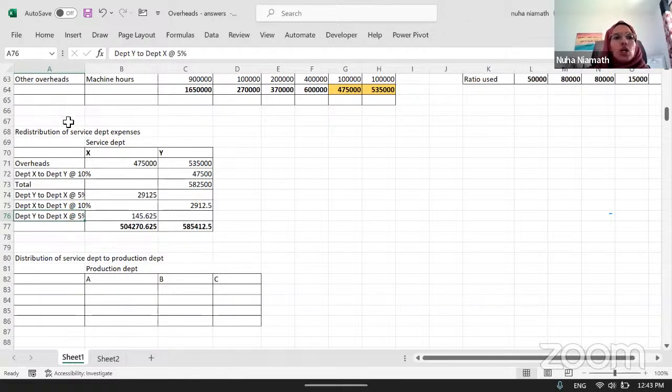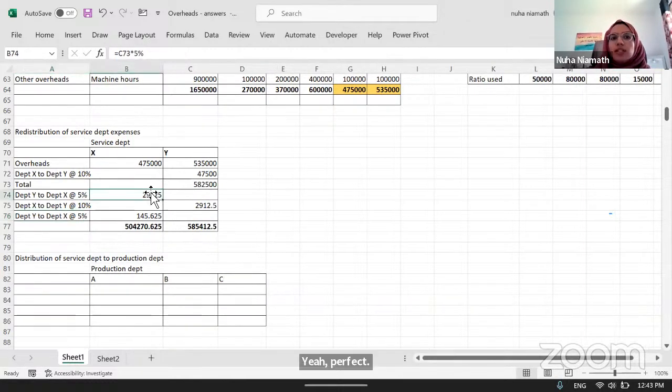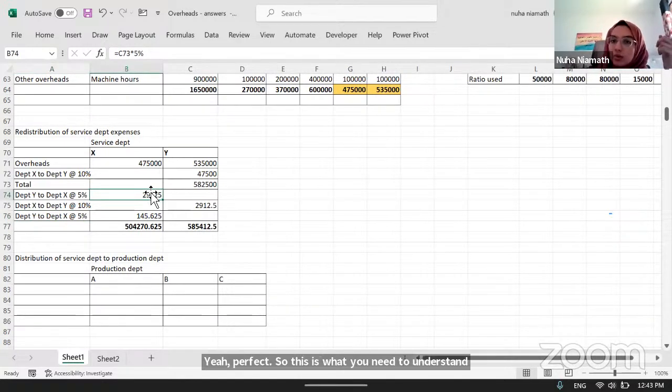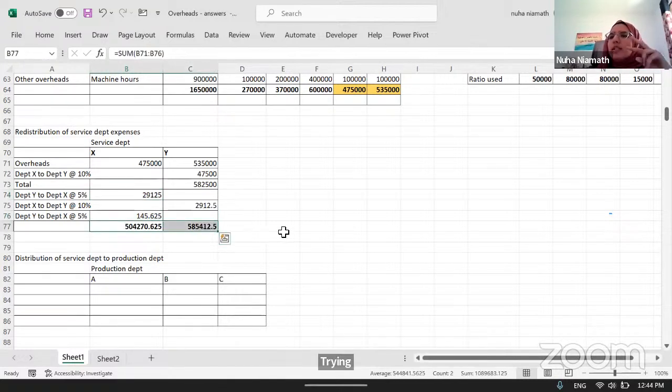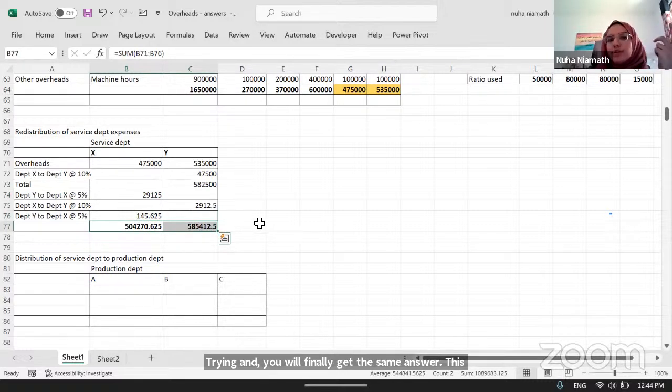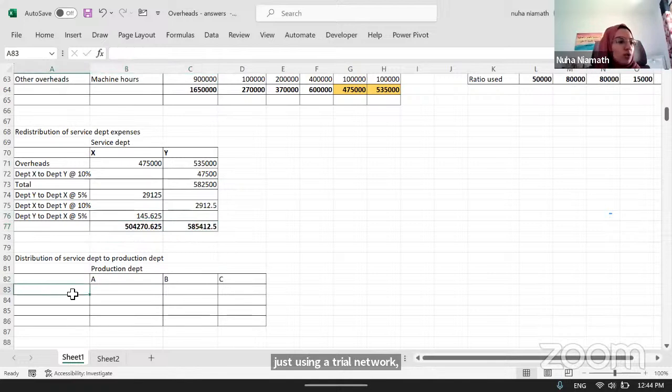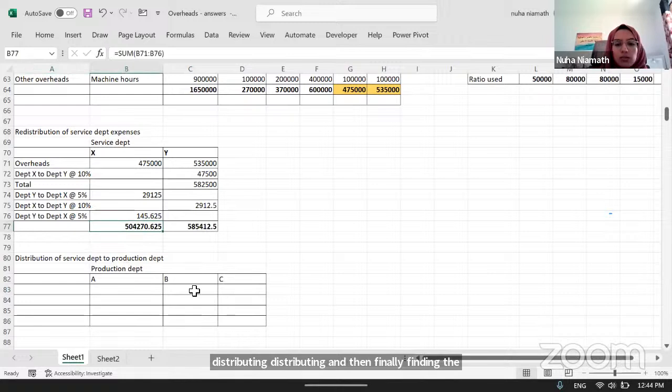Clear? Perfect. So this is what you need to understand, that if you would have used the simultaneous equation method versus if you would have used this trial and error method, you will finally get the same answer. This amount would be the same, but it's just that the way of doing it is different. Here you have to do a simultaneous way, but that would be more accurate than this. So this is something you're just using a trial and error method. You're going on distributing, and then finally finding the final amount to be distributed. So once you have found this amount, we can go ahead and distribute this service amount.